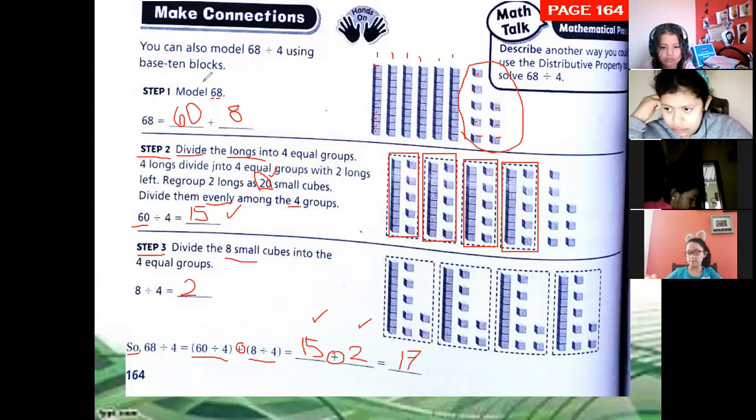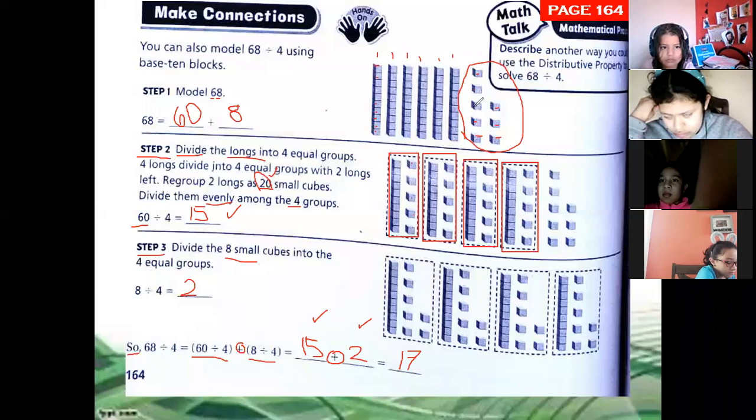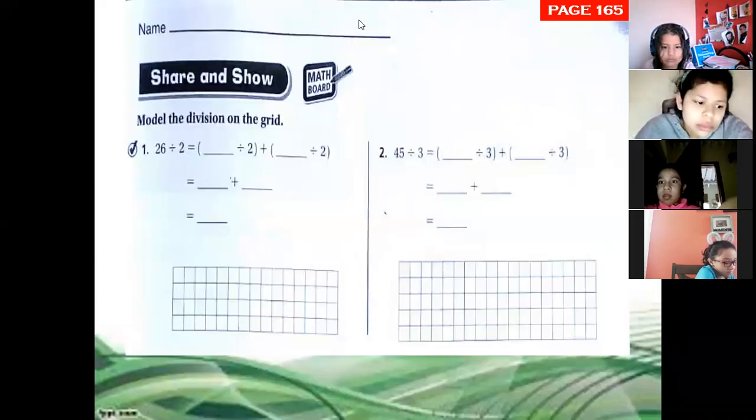Next page, please. Let me write down the students. I finished, Miss. Good. I finished, Miss. Excellent job. I finished, Miss. Okay. Page 165.